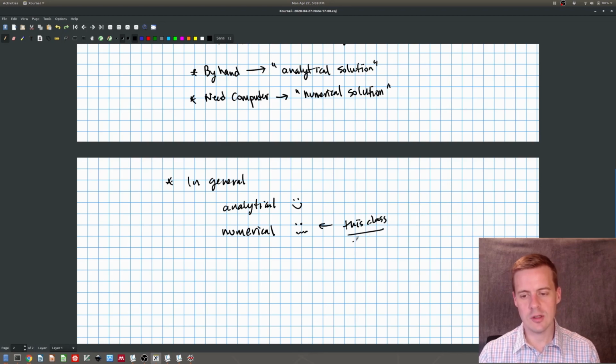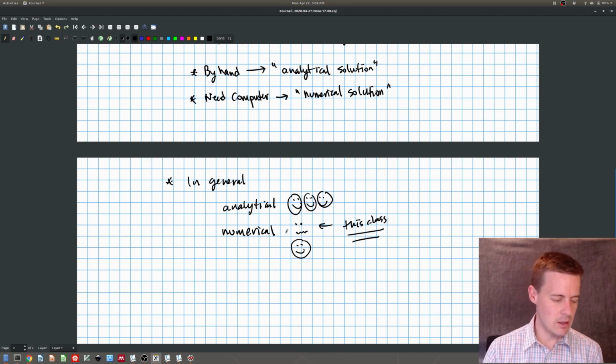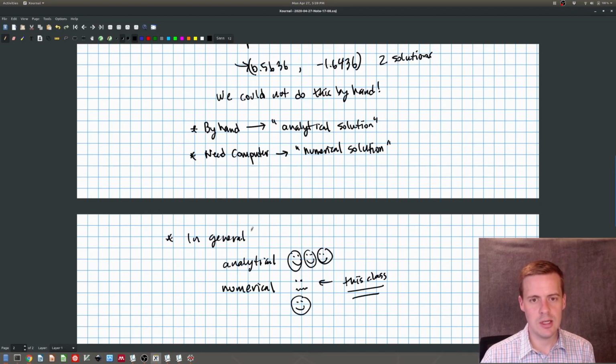we will focus entirely on numerical solutions. So these are actually still pretty good. These are like only one happy face, whereas these get us three happy faces to have an analytical solution. And maybe we'll see why that is later, but you could maybe get a little bit of an idea from what I just showed you.